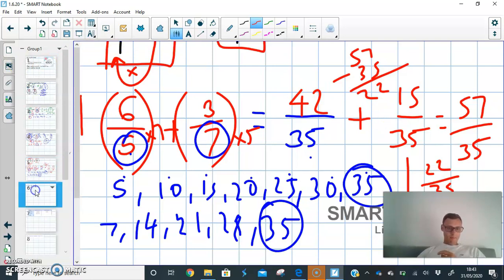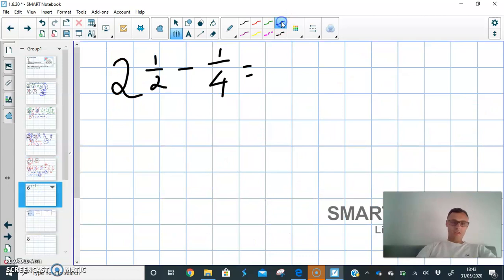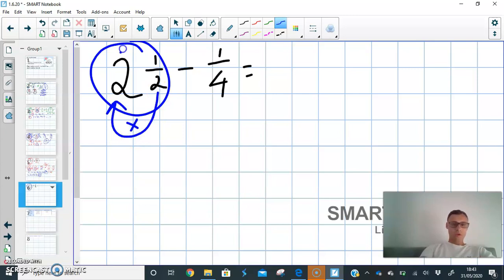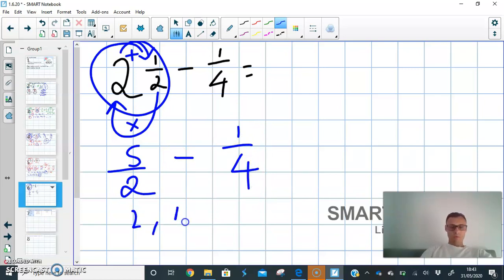Now, moving on, and then a final one here to practise. Mixed number. Need to make it an improper fraction. Times, and then add. 2 times 2 is 4, add 1 is 5 halves. Minus 1 quarter. 2, 4, 6, 8, 10. Write out your times tables because your denominators are different.